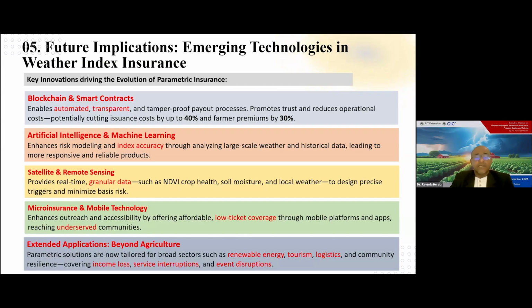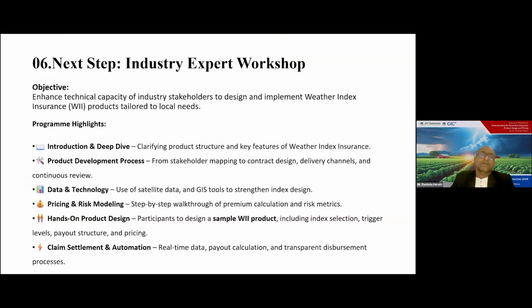Extended applications beyond agriculture. As you know, the emerging sectors are there, because here we talk more about crops, but there are many sectors emerging in parametric insurance, like renewable energy, tourism, logistics, income losses and service interruptions, and event disruptions. All these areas are outside agriculture, but they are now emerging areas for parametric insurance, right?